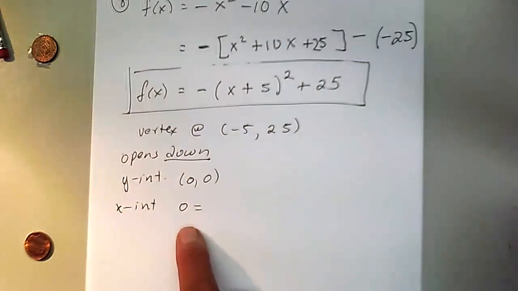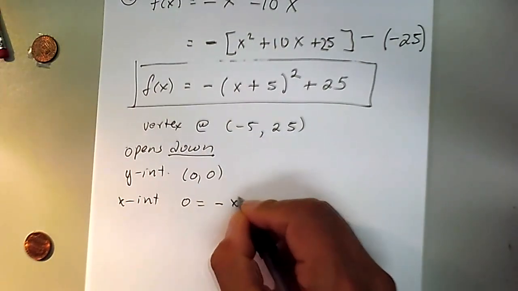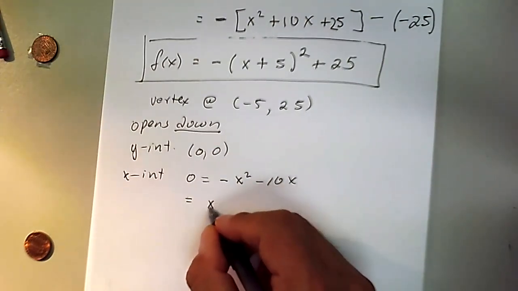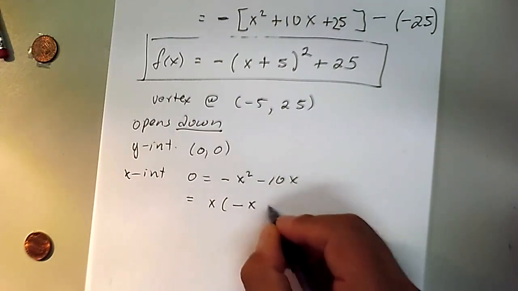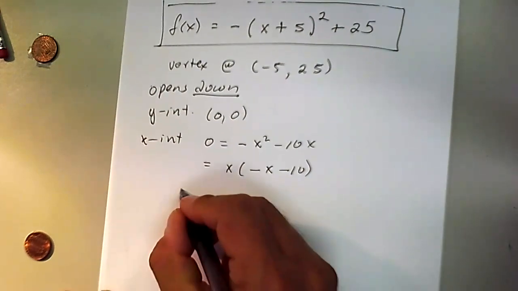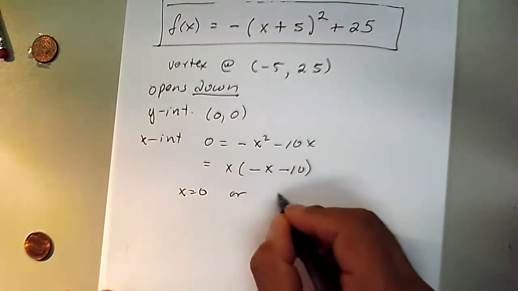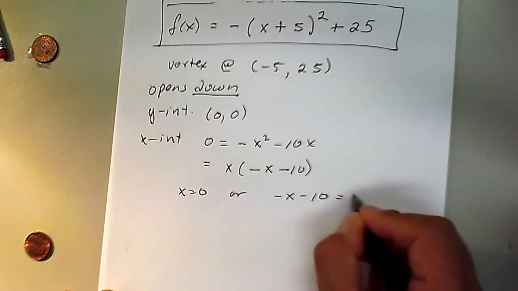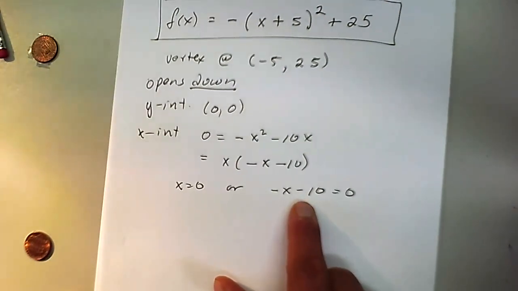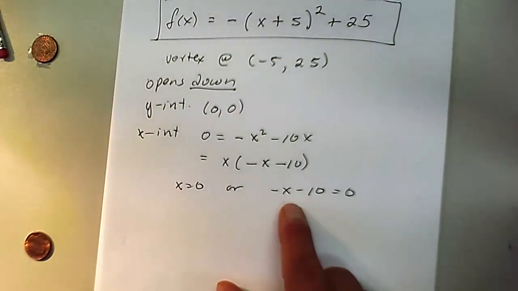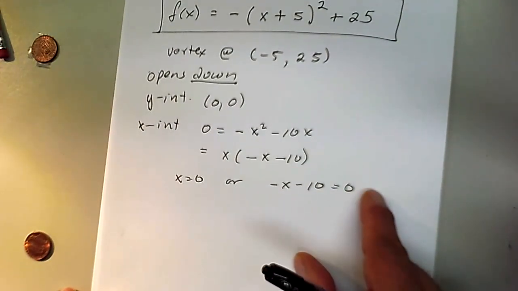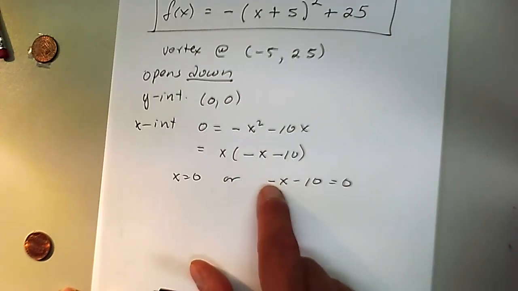So we have 0 equals negative x squared minus 10x, and we can factor out an x. So we have x times negative x minus 10. And using the zero product property, that means that x equals 0 or negative x minus 10 equals 0. But be careful with this guy. Anybody can easily trip on this. So move the 10 over, and we end up with positive 10. But then we got to multiply by negative 1 to get rid of this negative.